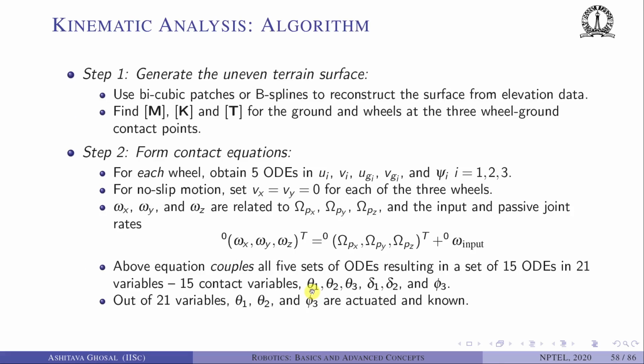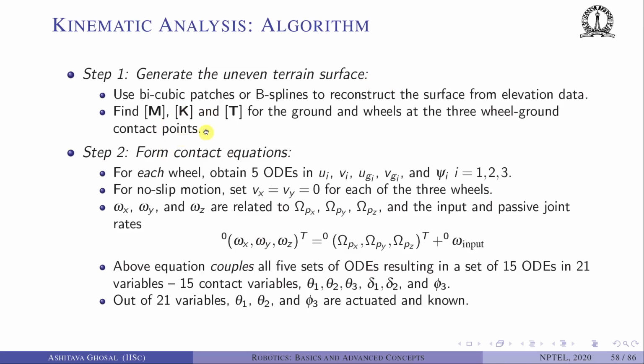So what is the algorithm? The first step is, of course, to generate the uneven terrain surface. Okay, you have to tell me what is the uneven terrain. So we can use either bicubic patches or B-splines to reconstruct the surface from elevation data. So somebody has given you some points. What is the location of the point in X and Y and the height? We can use this elevation data to obtain the equation of a surface.